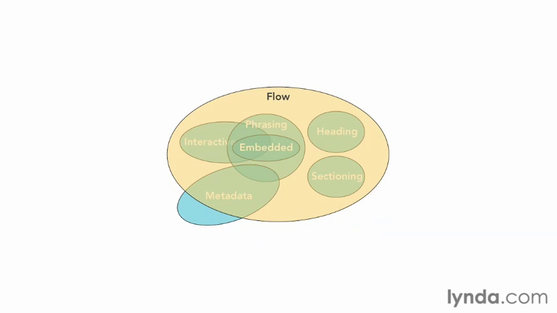Most elements that are used in the body of a document are flow content. This includes text, paragraphs, headings, lists, hyperlinks, images, embedded media, and, well, just about everything. You'll notice in our Venn diagram the flow bubble encompasses almost all of the other bubbles except part of the metadata. Phrasing content includes the text of the document as well as elements that mark up that text.